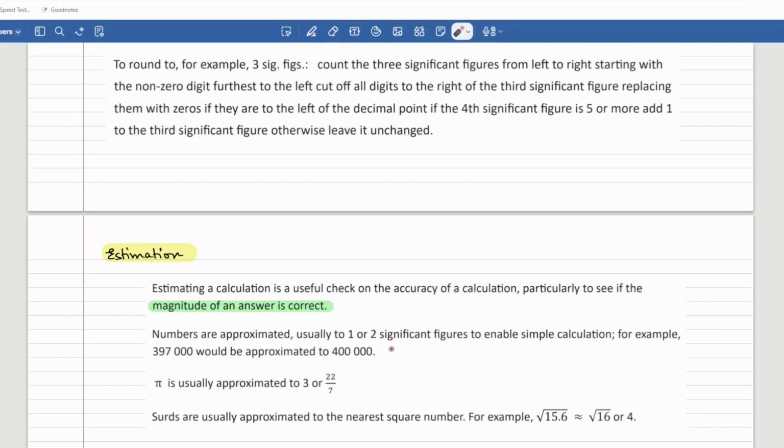Numbers are approximated usually to 1 or 2 significant figures to enable a simple calculation. You can also use rounding off. For example, 397,000 would be rounded off as 400,000. Pi can be approximated as 3. E, the Euler's constant, which you will learn in ESAT M2, can be approximated to 2.5 or 3, depending on the accuracy that you need. Surds are usually approximated to the nearest square numbers. So root 15.6 is approximated to 4.